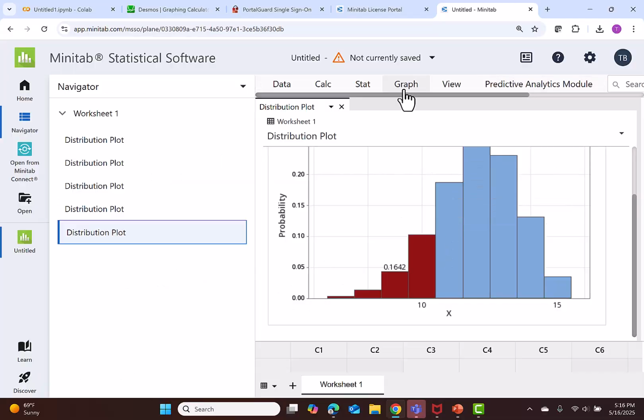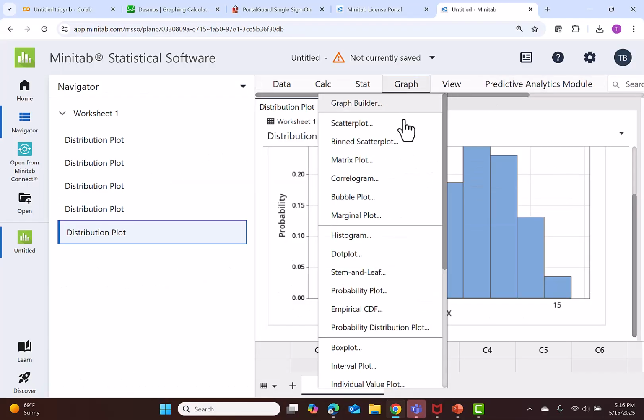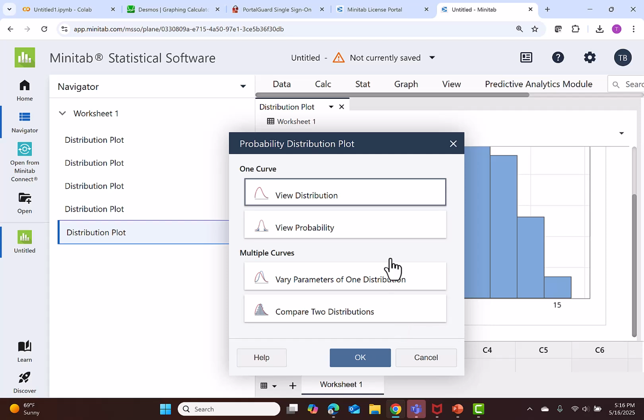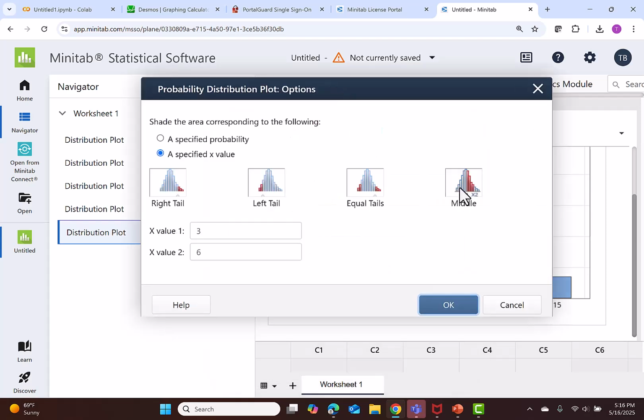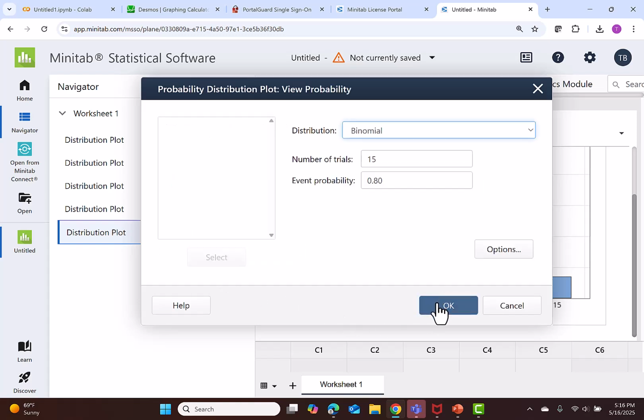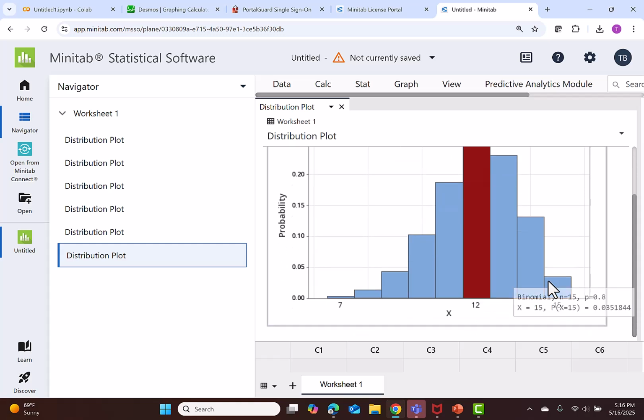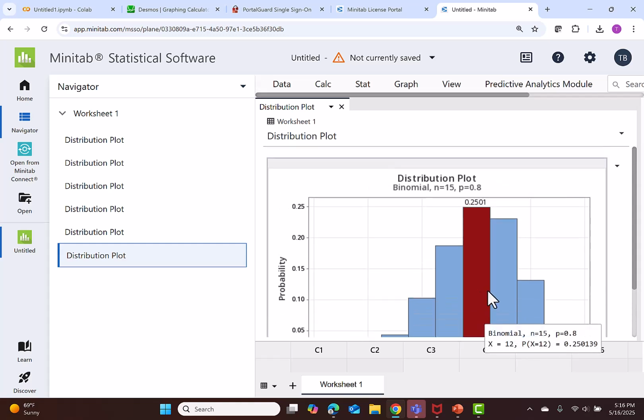But if you prefer to go through the steps, you can hit Graph, Probability Distribution, View Probability. On the options, go to middle and put in 12 for both values of x. This will isolate the single column where the outcome is 12 successes, and it still gives us the value of 0.2501.